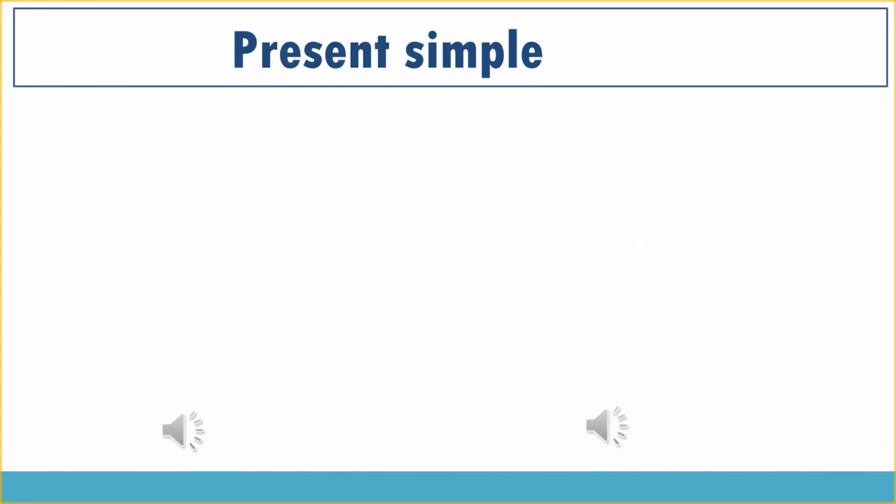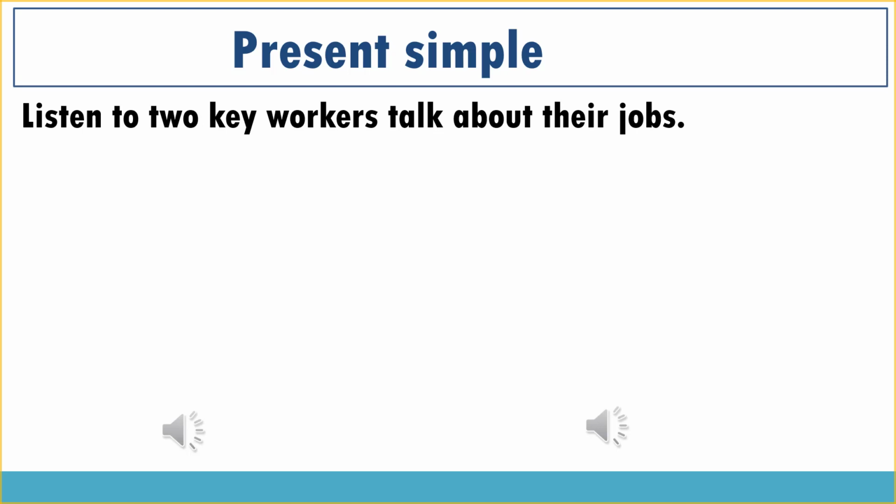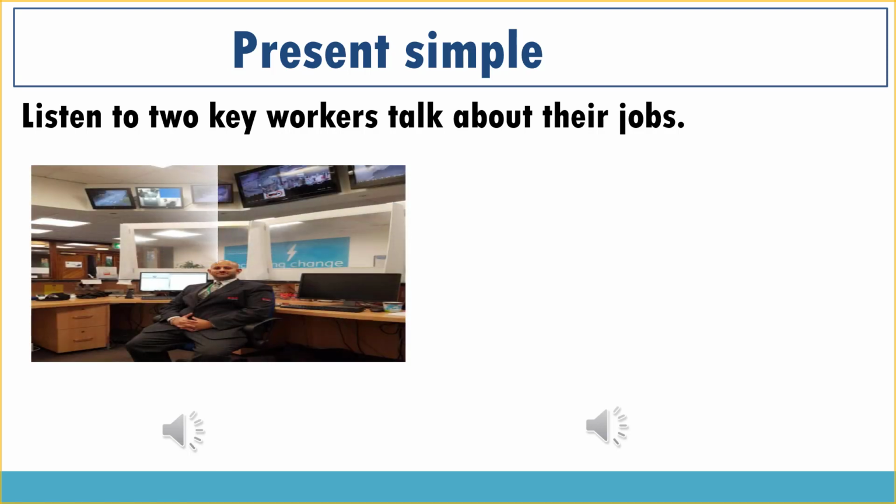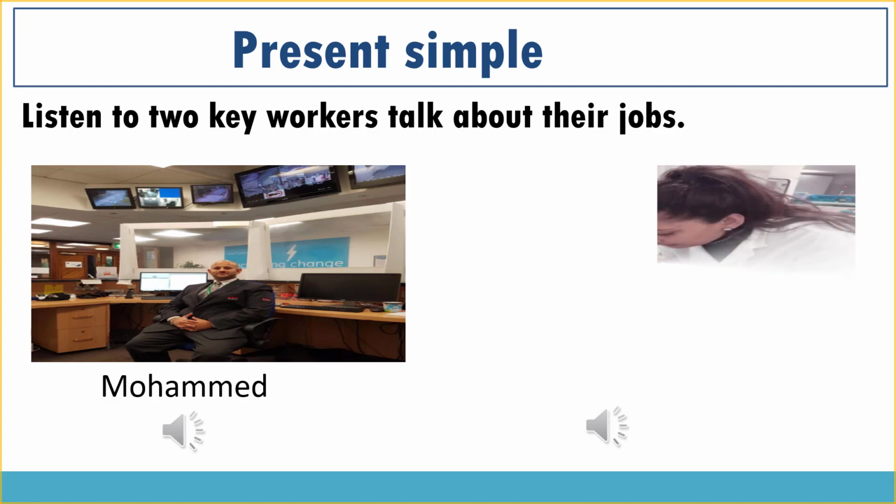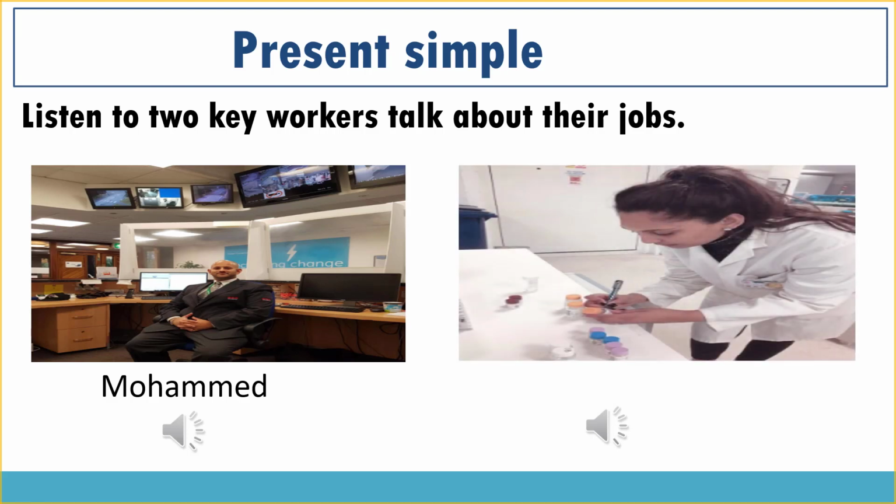Okay, now we're going to look at two key workers talking about their jobs. So we're going to listen to what they have to say about their jobs, okay? The first person is Mohammed, and the second person is Nisha. So listen to the recordings and then you're going to fill in a gap fill just to say what we've heard about both of them, okay?